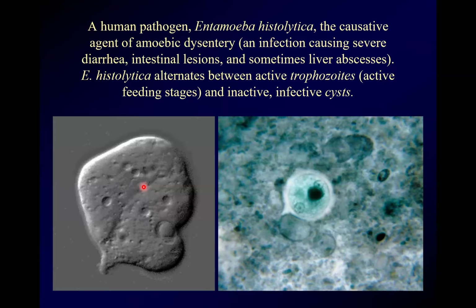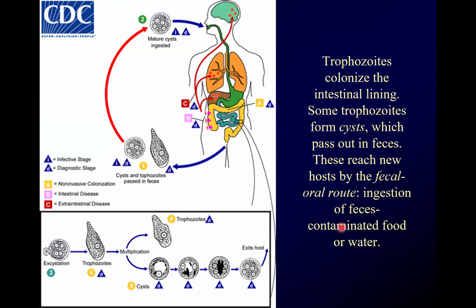Anyway, Entamoeba histolytica, there's an active feeding stage at the left. That's called a trophozoite. Trophane is again the Greek word for to feed. So trophozoite just means the feeding stage. And those alternate between trophozoites and inactive stages that have a thick wall around themselves called cysts. And it's the cysts that pass out in the feces and get onto things like contaminated food or water that the next person feeds on.